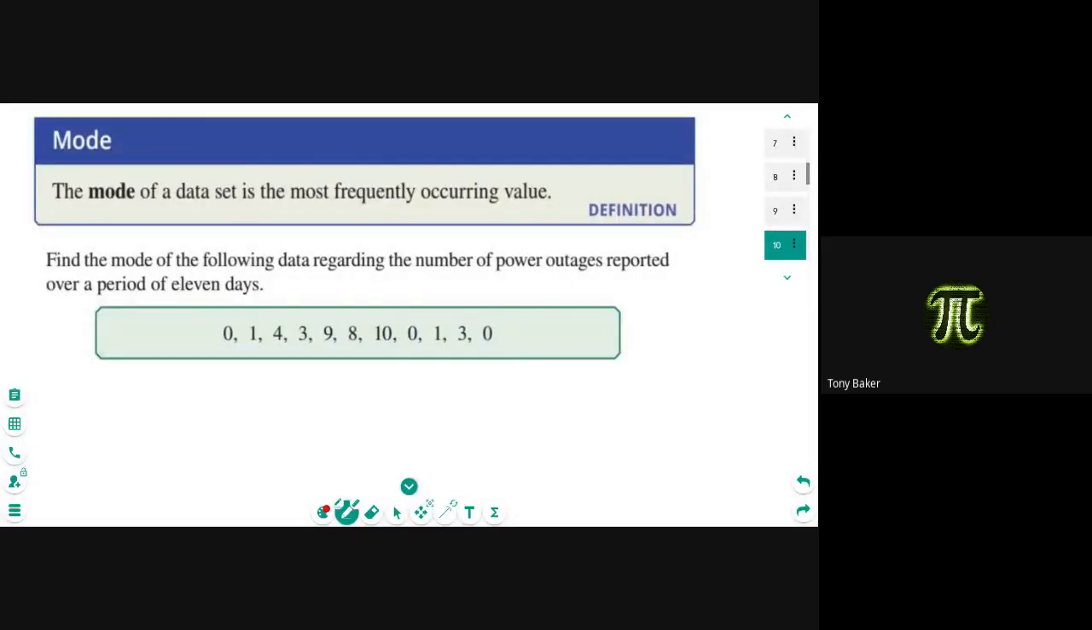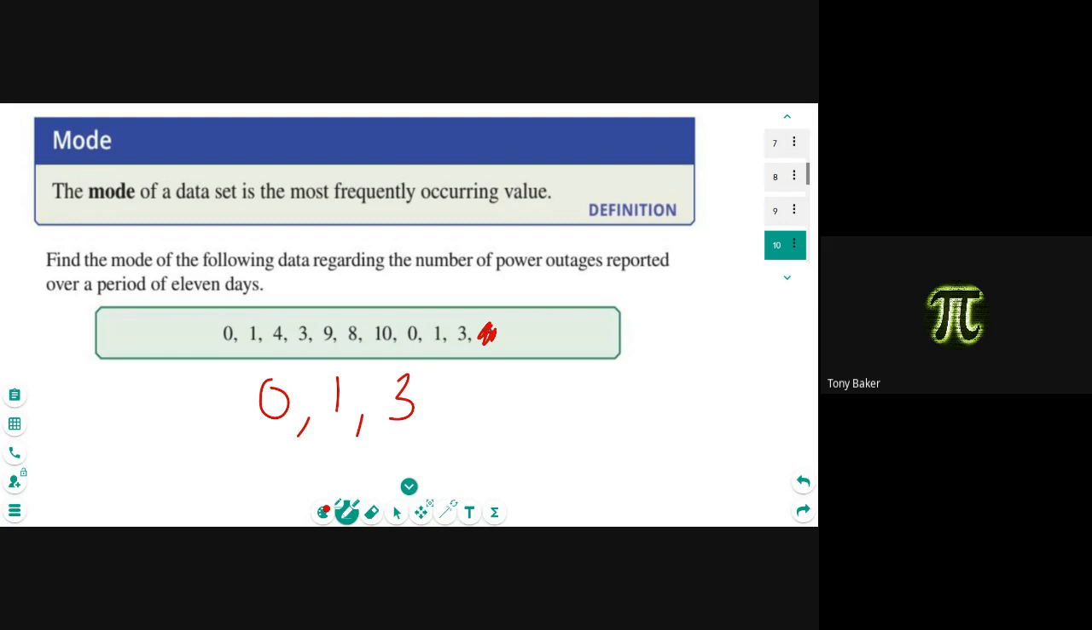There you go. Which one appears most often? 0. If I eliminated that 0, which one now appears most often? Right. And 3. So in that case, now it's 0, 1, and 3 are my modes. So I have 3 modes.